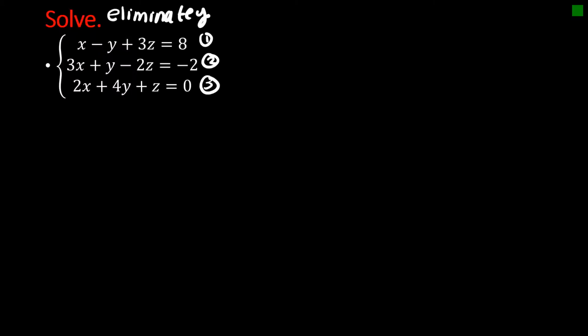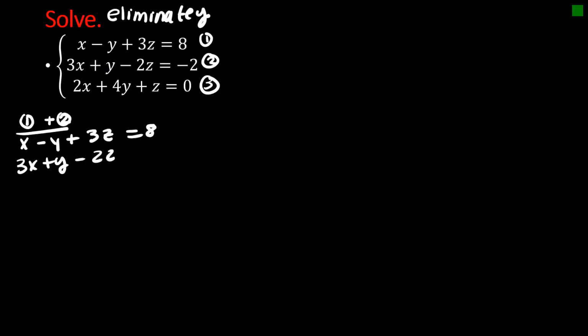Now if you look at equation 1 and equation 2, if you add those two together, then your y goes away. So I'm going to add equation 1 to equation 2. So I have x minus y plus 3z equals 8, and I have 3x plus y minus 2z equals negative 2. When I add, I get 4x plus z equals 6. And I'm going to call that my equation 4.